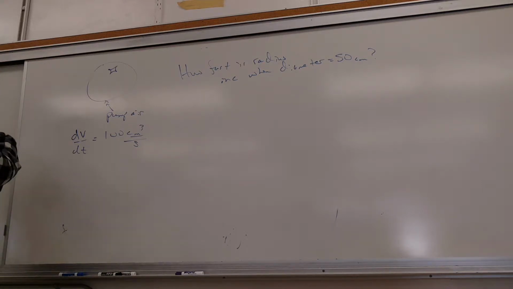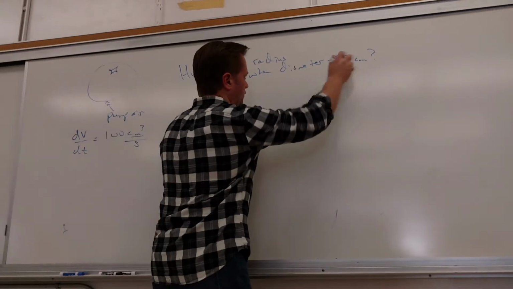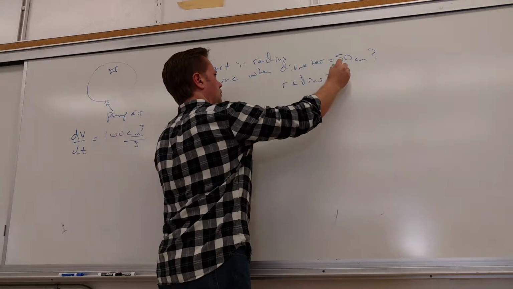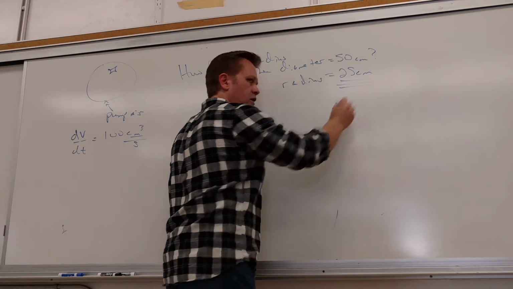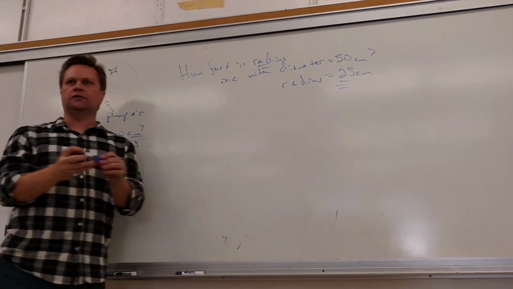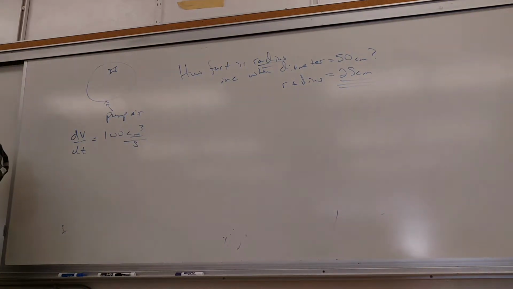All right. At the time when the diameter is 50, the radius, of course, is 25. That's going to be more useful to me because everything they want is about the radius, right? So look for that kind of thing.